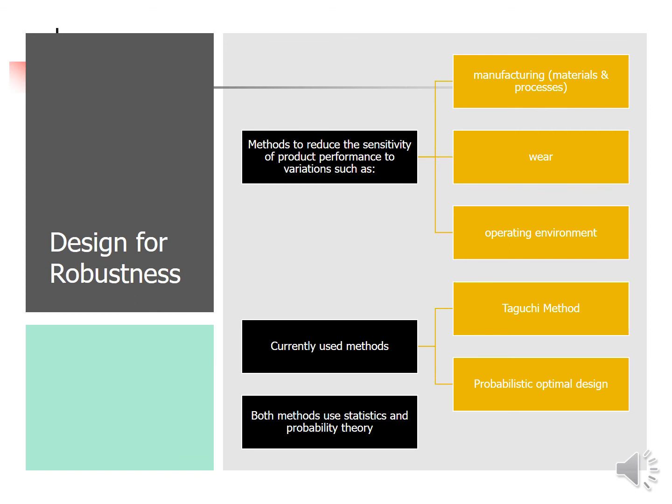Next we have design for robustness, a method to reduce the sensitivity of product performance to variance, such as modern manufacturing, material and process, wear, and also the operating environment. Current methods you can use include the Taguchi method. Also you can use probabilistic optimal design. Both methods are statistics and probability.